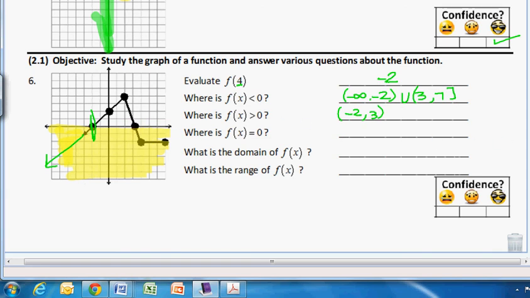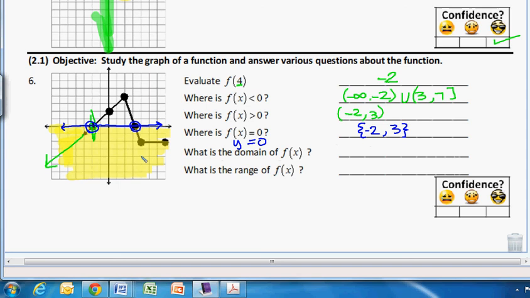And we want to know, where is f of x 0? So again, y is 0. When y is 0, I'm on the x-axis. So at -2 and at 3, I'm at 0. And this you want to put in your curly brackets. You want to know what actual values. So -2 and 3 is when my f of x is at 0.